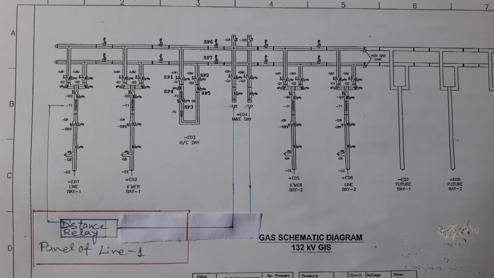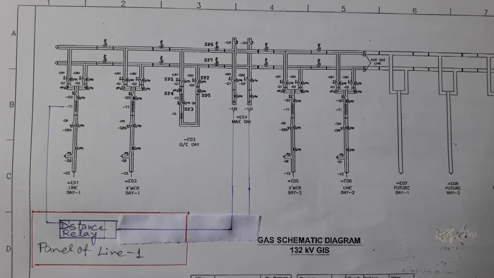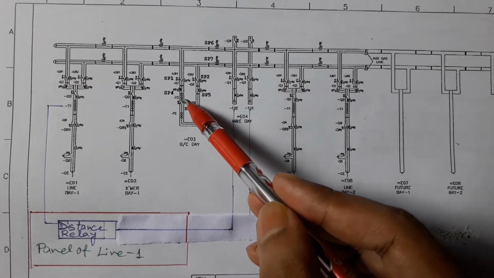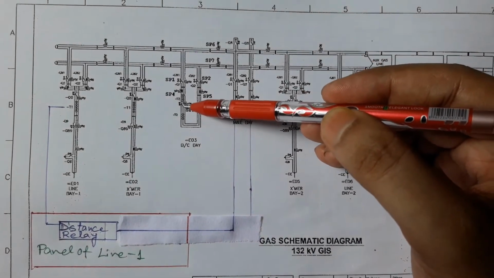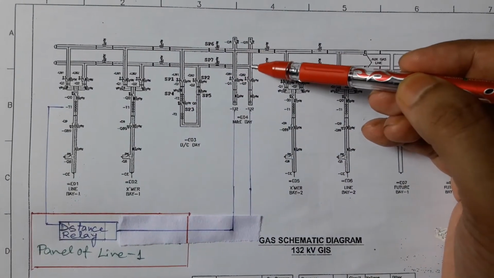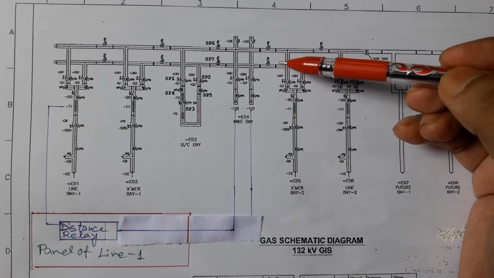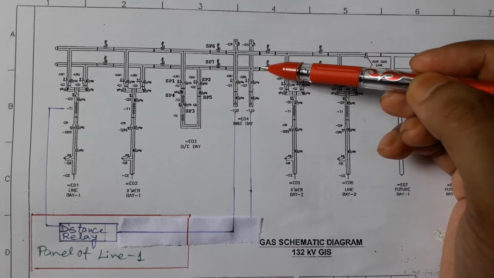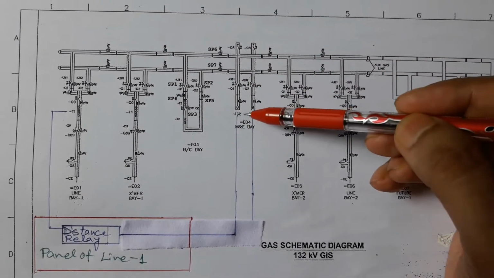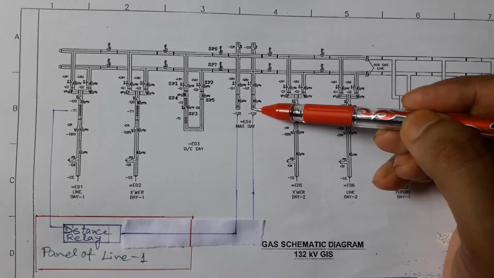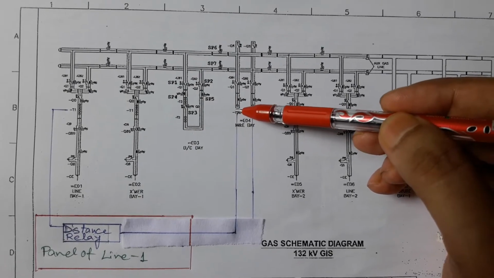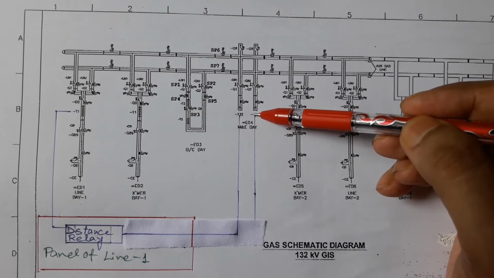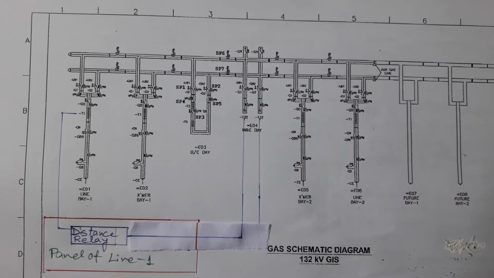But the actual requirement of PT switching arises when the bus coupler circuit breaker is opened, because if this circuit breaker is closed, then bus 1 and bus 2 will have the same voltage, and as both buses have the same voltage, PT1 and PT2 will also have the same voltage. So we can connect either PT1 or PT2 with the distance relay.